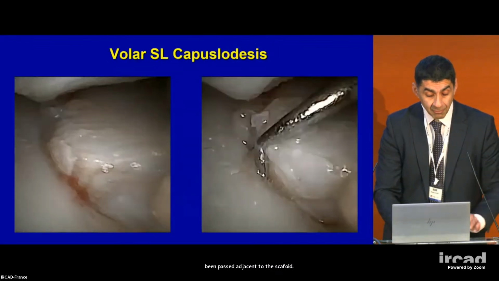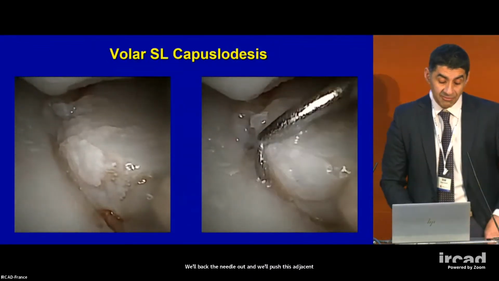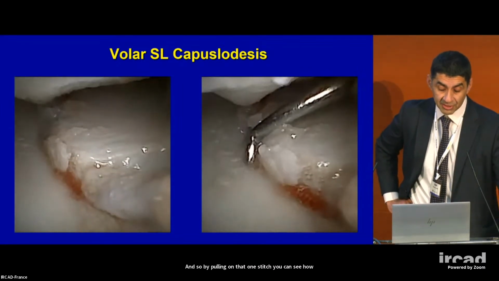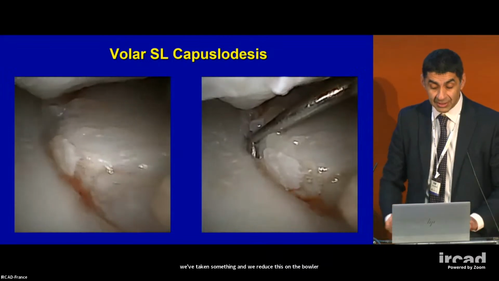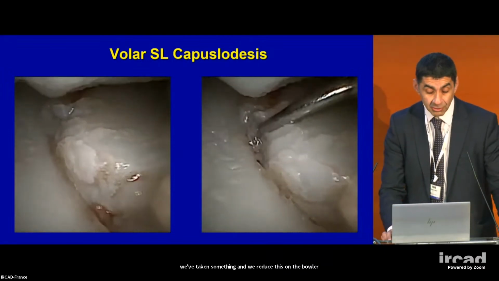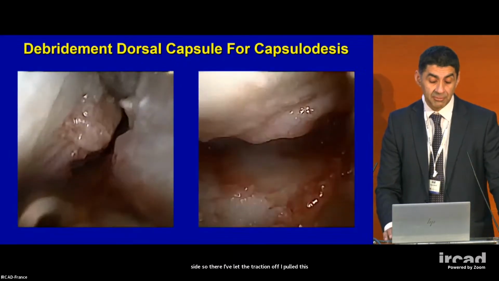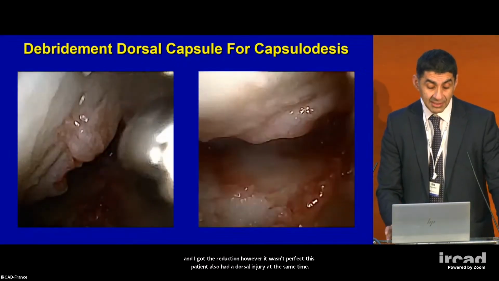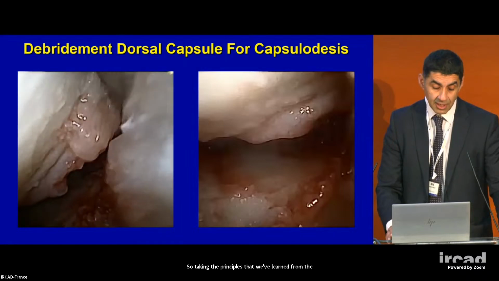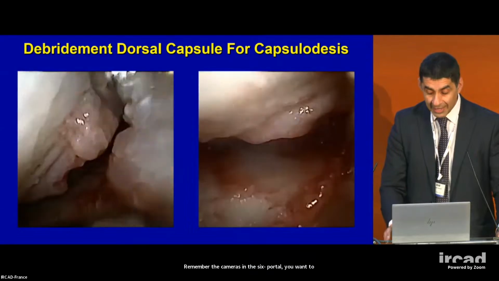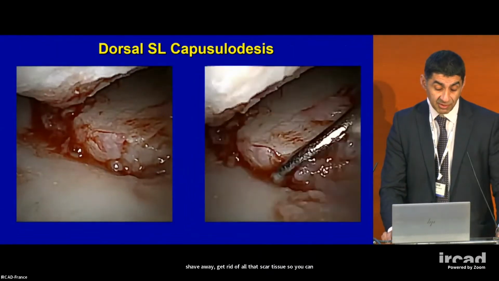And so by pulling on that one stitch, you can see how we've taken something and we've reduced this on the volar side. So there I've let the traction off, I pulled this and I got the reduction. However, it wasn't perfect. This patient also had a dorsal injury at the same time. So taking the principles that we've learned from the dorsal capsulodesis, remember the camera's in the 6R portal, you want to shave away, get rid of all that scar tissue so you can drop your hand and then pass the needles as we've been taught.